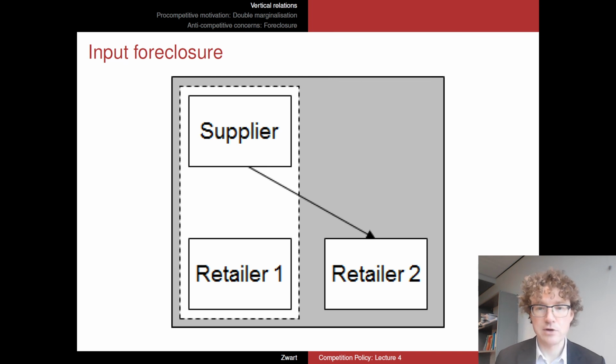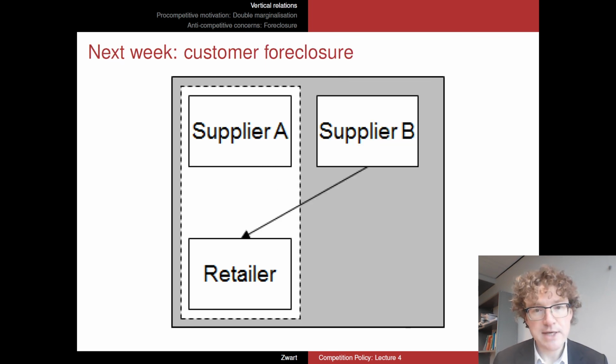So that's the input foreclosure view. Retailer 2 is foreclosed from its input, the good supplied by the manufacturer, the upstream firm. What we'll do next week is basically the converse situation, in which there will be a single retailer and potentially multiple suppliers who will be upstream, and who might be potential competitors. Then we'll have a look at the other side of this, which might be customer foreclosure.